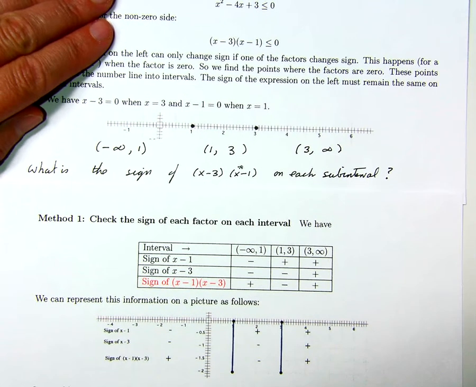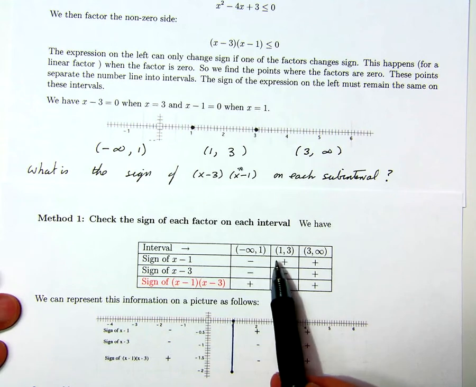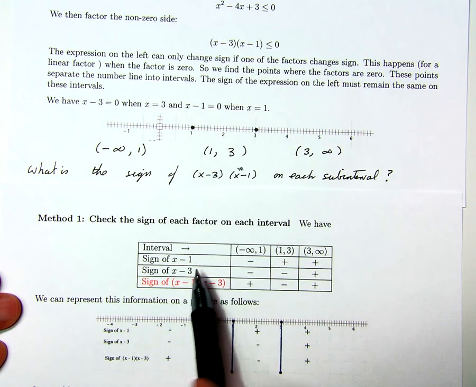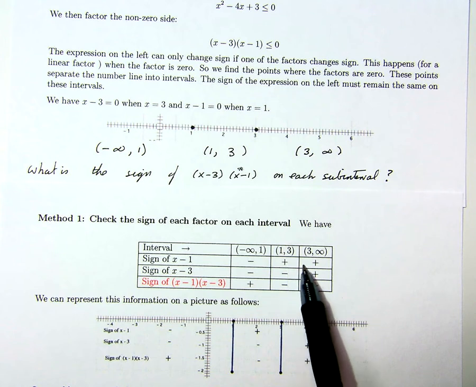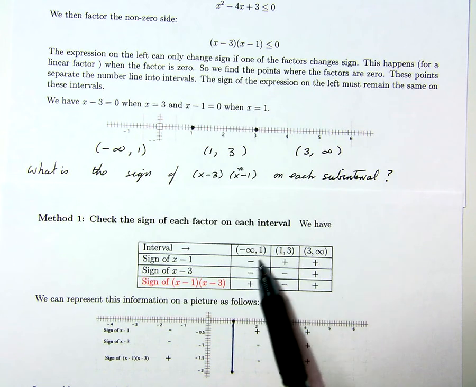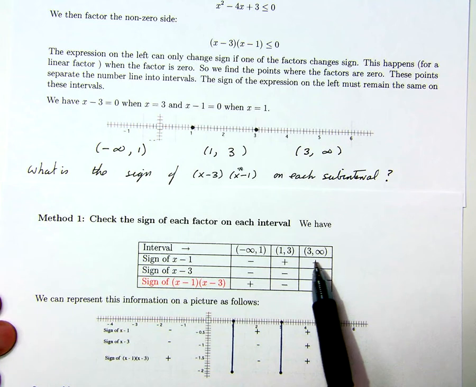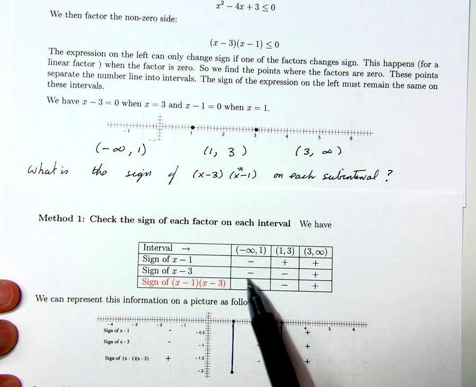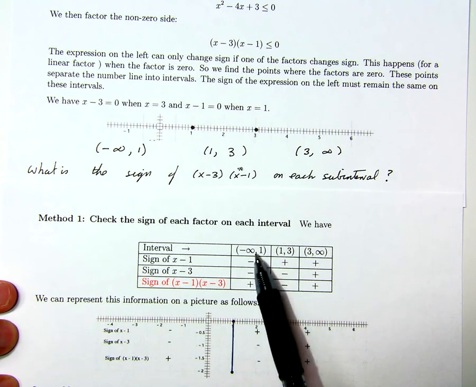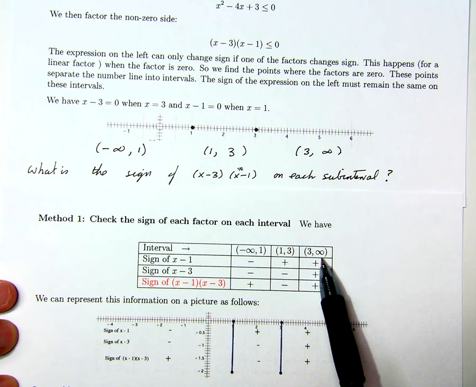So we list the intervals. We have minus infinity to 1, 1 to 3, 3 to infinity. We look at the sign of each of the factors. Sign of x minus 1, that's negative if x is less than 1, and it's positive if x is bigger than 1. So it's negative on this subinterval and positive on the other two. And the sign of x minus 3, the other factor, is negative for x less than 3. So it's negative on these two subintervals and positive on the interval from 3 to infinity.